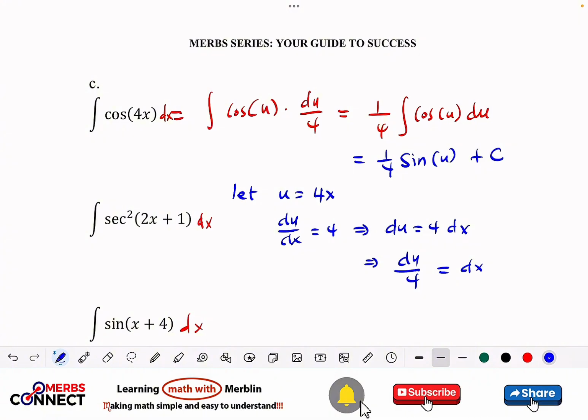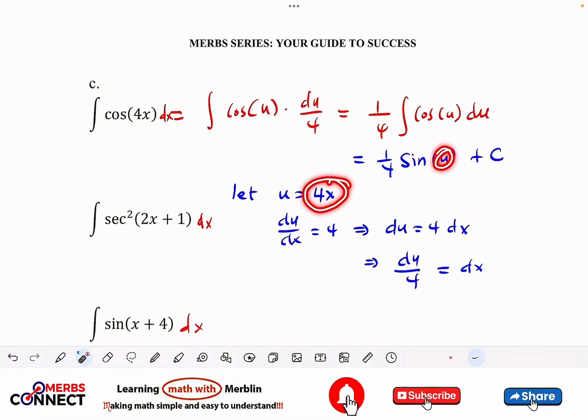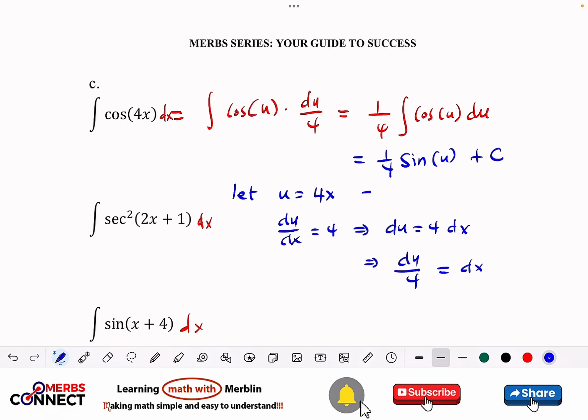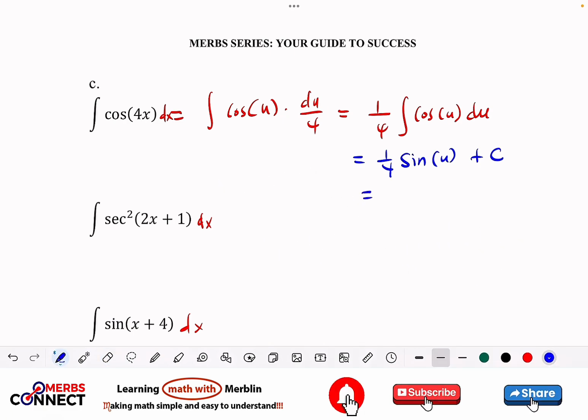Then when I finish, I need to do backward substitution. u is equal to 4x. So this is going to give me 1 over 4 sine of 4x plus c. So this is the integration.